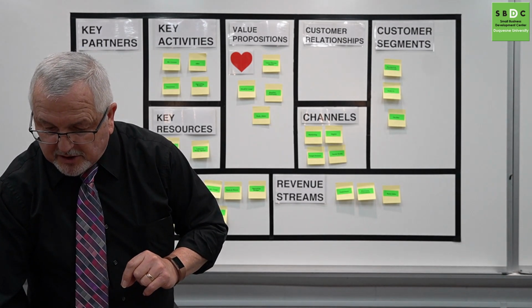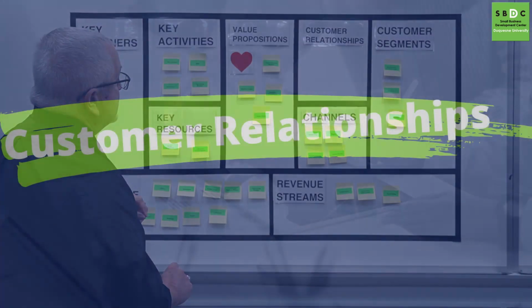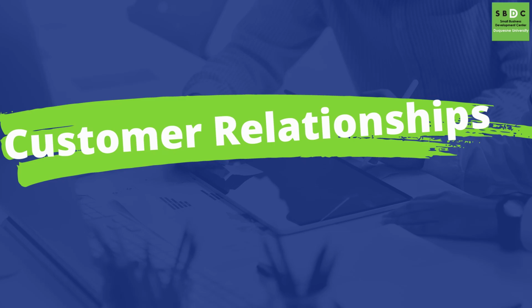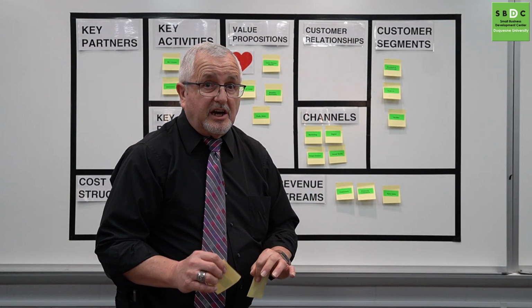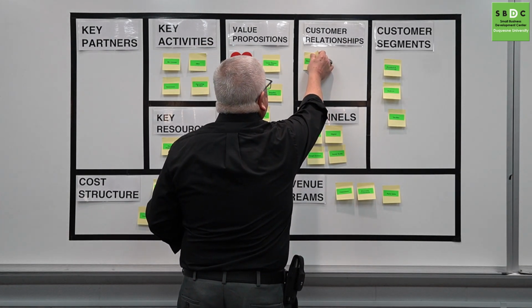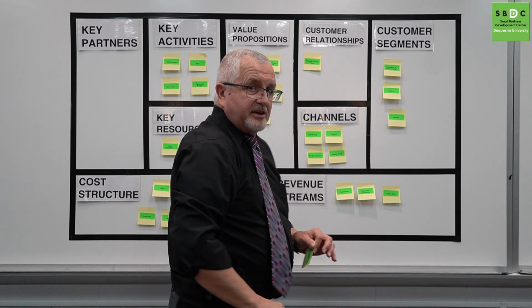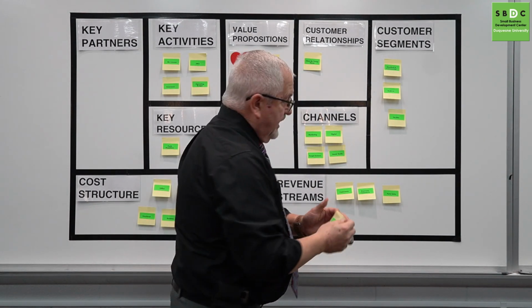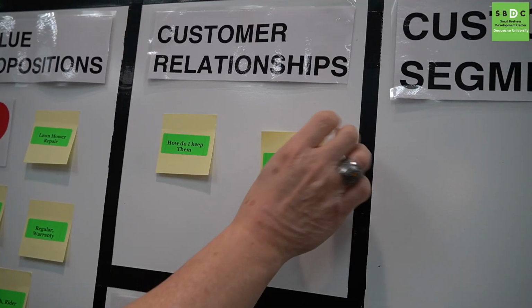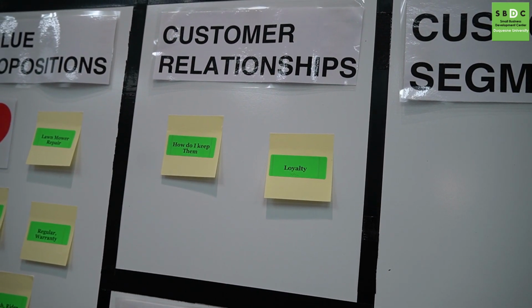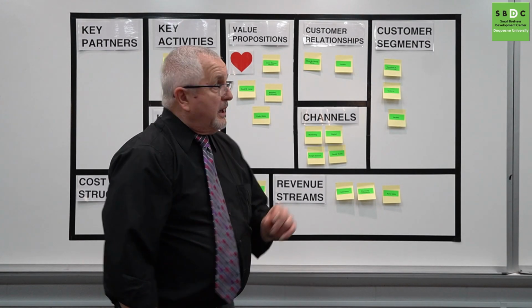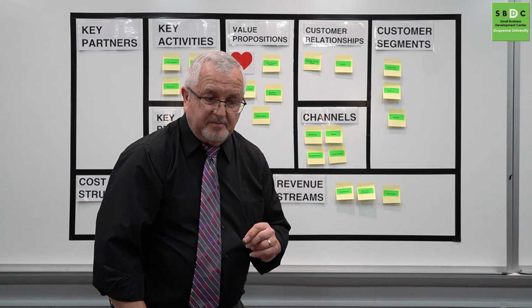After you're done with your customer segments, then the next part that you're going to look at is your customer relationships. And this is a very key thing that you need to discuss and talk about: how do I keep the customers I have? And one thing that I want to point out in your discussion is loyalty. Repeat customers, maybe even a loyalty program.